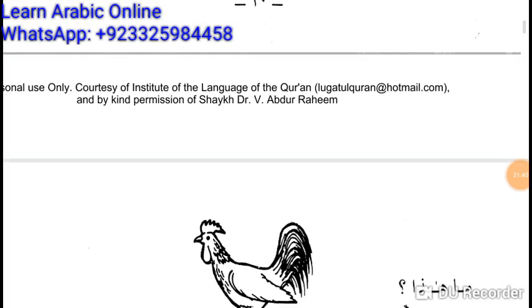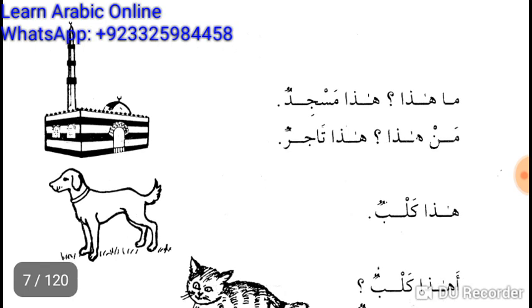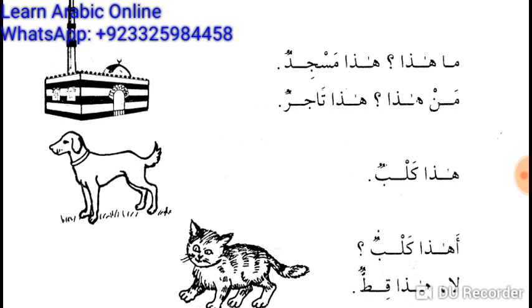Next. Okay. Mahaza. Haza masjidun. Masjidun. What is this? This is a mosque. Man haza. What is that in the middle? Man haza. Actually, it is a misprint here. Okay. Man haza. Man haza? Yes.